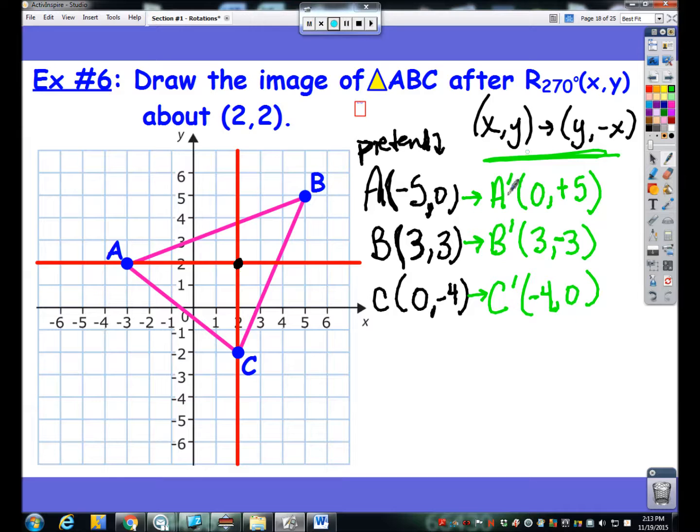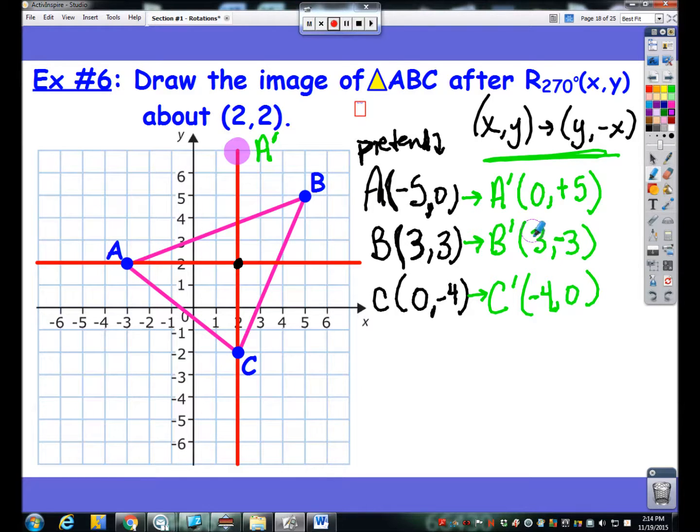So now I just get to go graph these 3 points. But I need to graph these 3 points using the pretend 0, 0 as my origin. If you go back and use the real 0, 0, this is not going to work out. So now, going to our pretend 0, 0, first I need to find 0, 5. Again, we start at the 2, 2, and we move over nothing left or right, but we go up 5. 1, 2, 3, 4, 5. So right here, this is A prime.